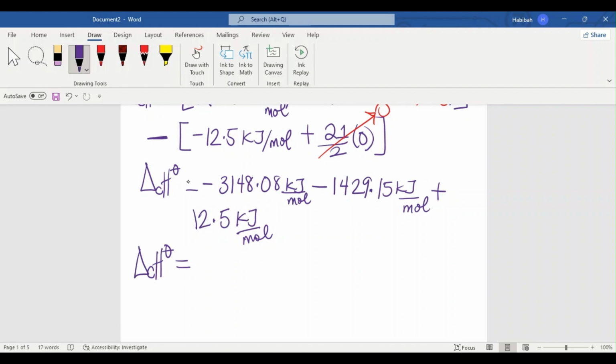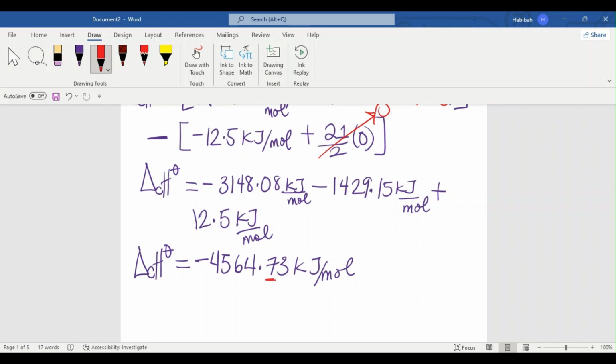The standard enthalpy of combustion is going to equal negative 3148.08 minus negative 1429.15 kilojoule per mole, and all of that information plus 12.5 kilojoule per mole. So when you put all of this information in the calculator, you end up getting negative 4564.73 kilojoule per mole. And as you can see, this information is in one decimal place.